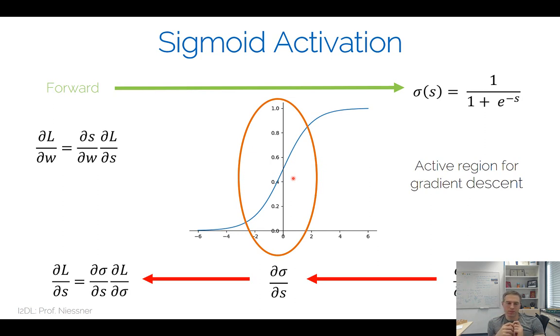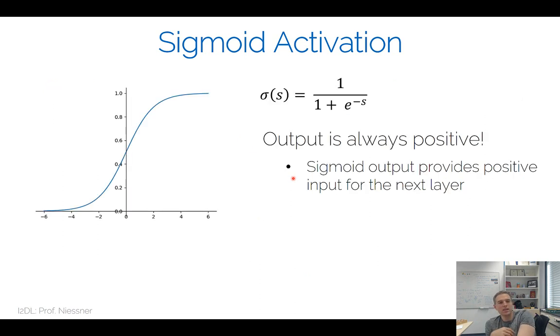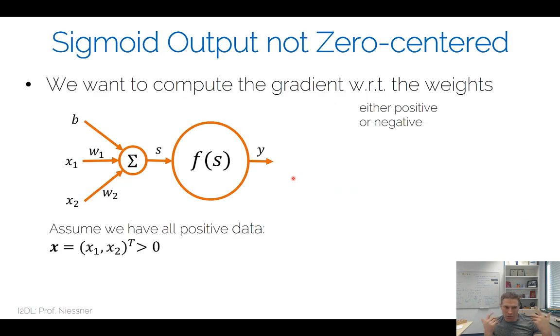Okay, there's another thing with the sigmoids that is important to notice. The outputs are always going to be positive. And you might think, why is that a big deal? Isn't it great when it's always positive? The sigmoid output provides a positive input for the next layer. Now, what's the disadvantage here? Well, that means we are not zero-centered, meaning the input of the next layer is always going to be greater than zero. So if we now want to compute a gradient with respect to the weights, what happens is that the data is going to be either positive or negative.